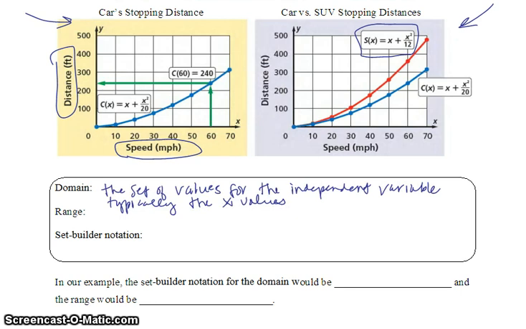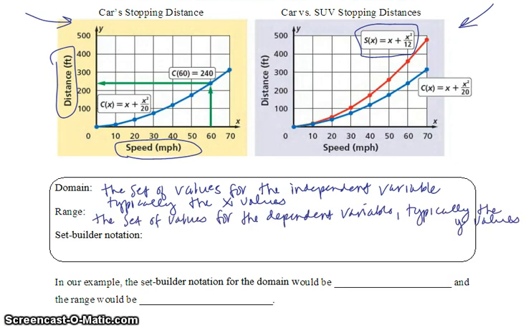So if the domain is typically those x values or that independent variable, then the range is the set of values for the dependent variable, and that's typically the y values. Or in the case of the car stopping distance graph, it would be those distance values. And finally, set builder notation is just the way that we're going to write that domain and that range.